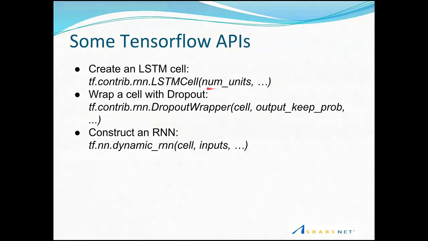And secondly, this one just creates a cell. Then I use a dropout wrapper to wrap the previous one. Dropout has the ability to, not prevent, at least reduce the chance of overfitting. And lastly, you call this function, feeding it the cell you constructed previously, to construct the recurrent neural network based on the cell defined previously, and also the input.